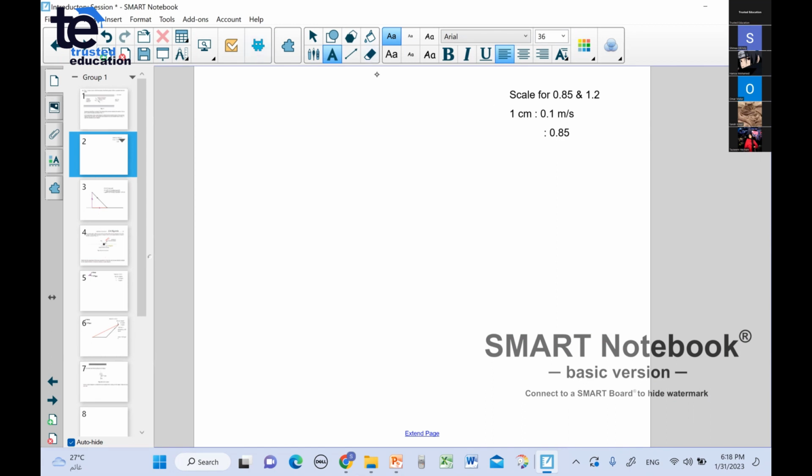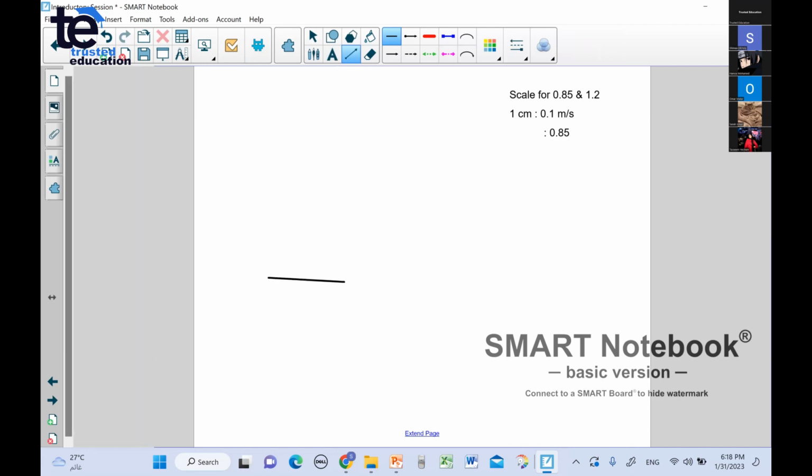So what shall I do here? I will use a ruler in my space here, of course. You have to bring your geometry set with you. Now I will draw the first vector, but before I start drawing, I need to choose a scale. To choose your scale, you need to compare the two quantities that you have. I have 0.85 and I have 1.2.